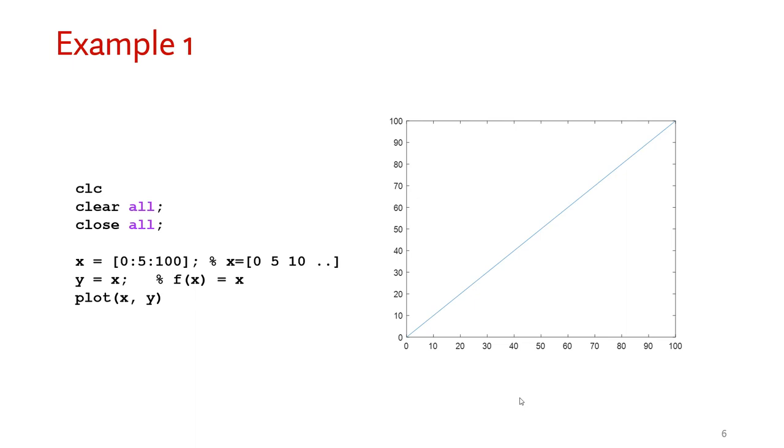In this example, we have x defined as an array which has values from 0 to 100 with a step of 5, right? Which is 0, 5, 10, and so on. And y equal to x. So we are trying to plot a linear relationship between x and y. And then we say just plot x comma y, and that will produce the result that we can see here.